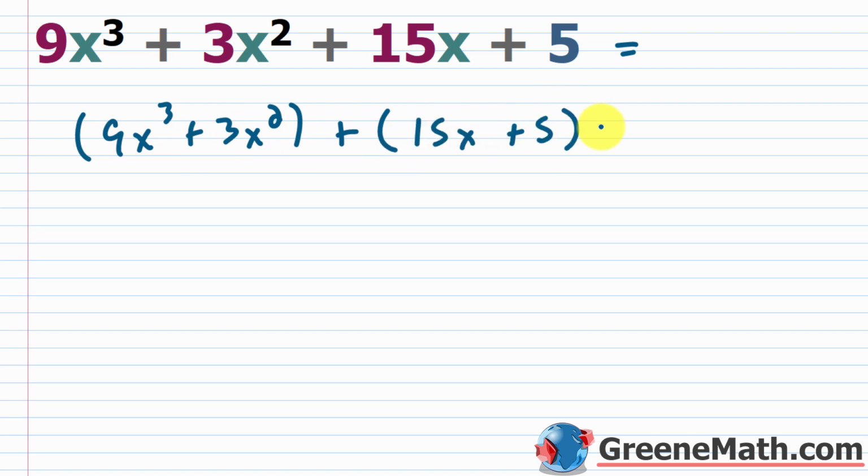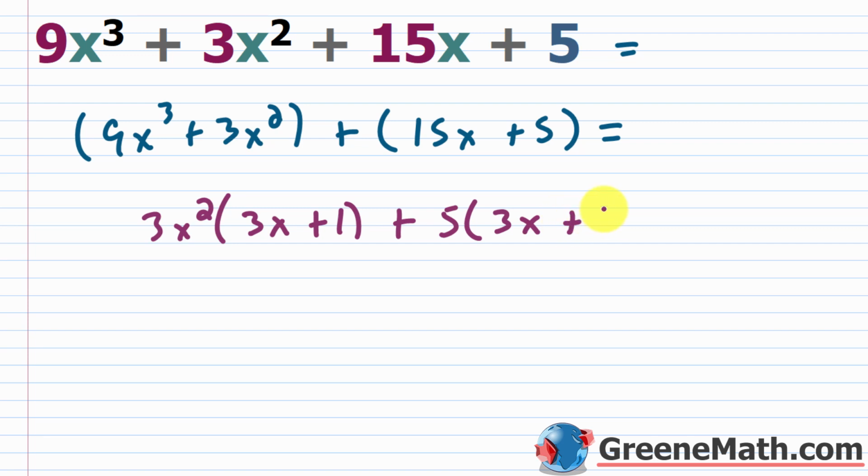So this won't always work. As you work more problems, you'll be able to eyeball things and very quickly determine if it's going to work out the way that it's originally listed. If it's not, again, you need to start rearranging things. So from this first group, I can pull out a 3x squared. Inside, I'm going to have a 3x plus a 1. And then plus from this group, I can pull out a 5. Inside, I would have a 3x plus a 1.